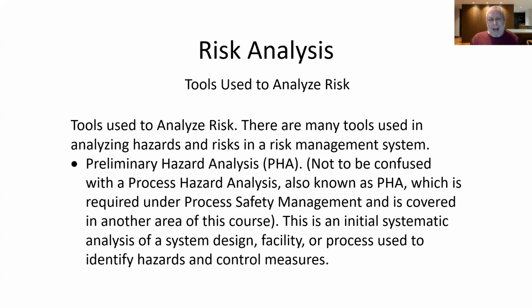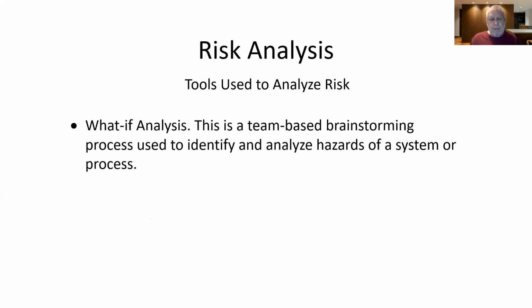Tools used to analyze risk. There are many tools used in analyzing hazards and risk in a risk management system. Preliminary hazard analysis, PHA. Don't confuse this with a process hazard analysis, which is also called a PHA, which is required under process safety management, and we already talked about that in previous modules. But this is an initial systematic analysis of a system design, facility, or process used to identify hazards and control measures.